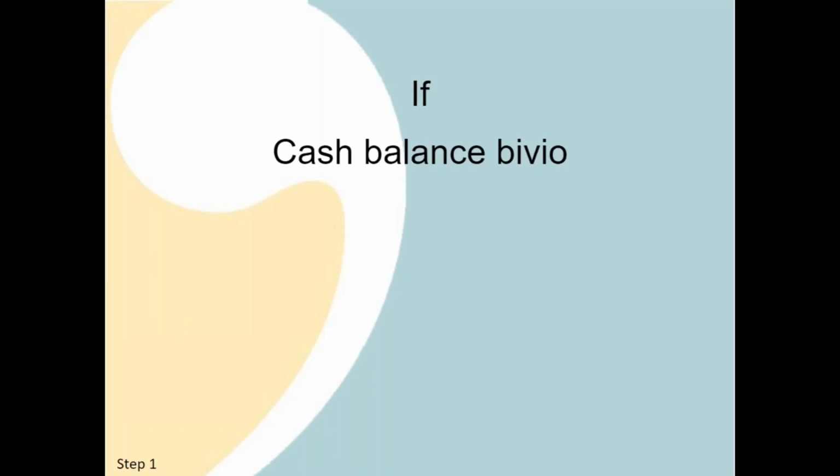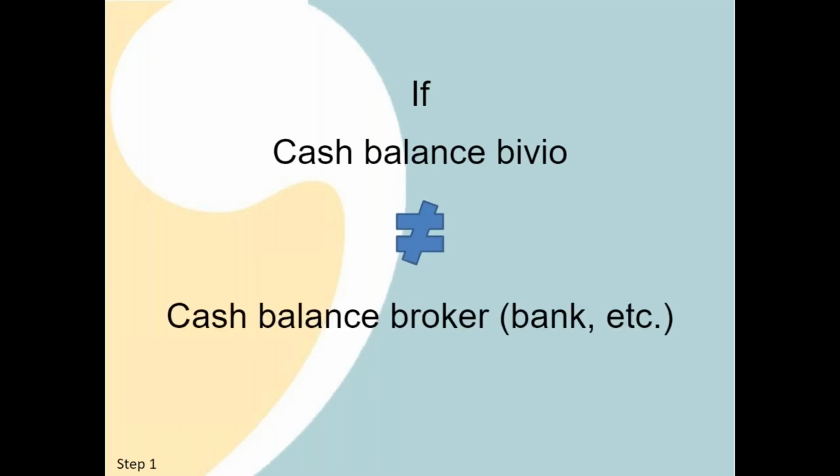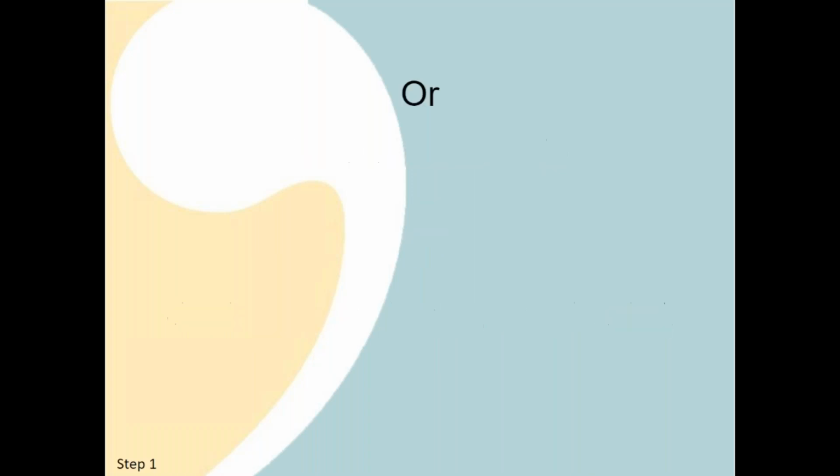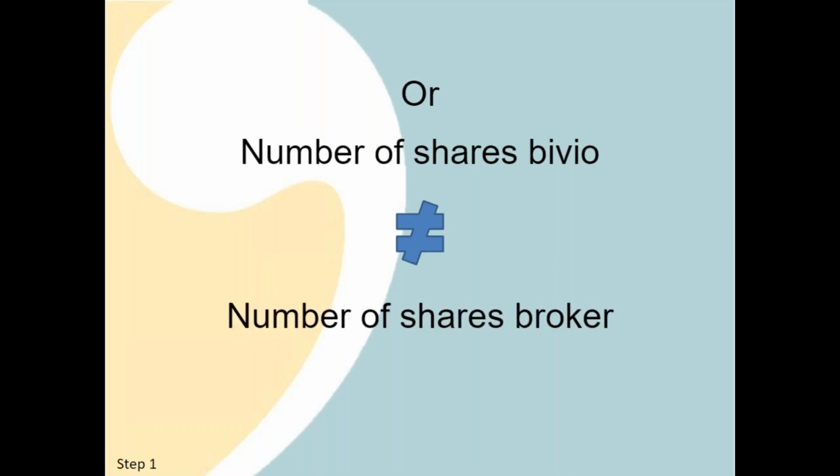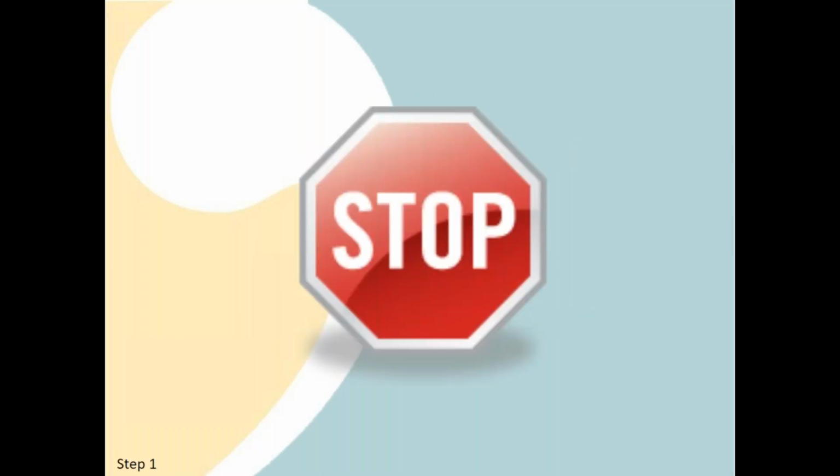If the cash balances in bivio do not agree with the cash balances shown on your financial institution statements, and you don't have a valid reason, such as an outstanding check for this, or the number of shares of stock shown in bivio does not agree with the number of shares shown by the broker, go no further. You need to stop and find and fix the problem. Your taxes will be prepared using your bivio accounting information. There is no point in going any further if it is not correct.